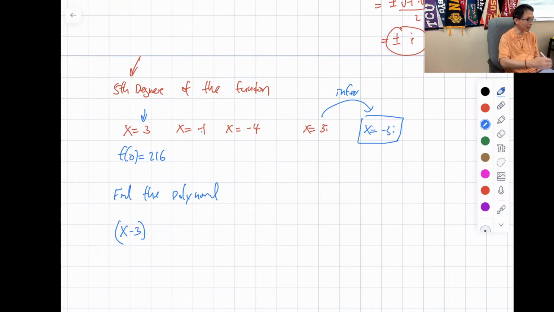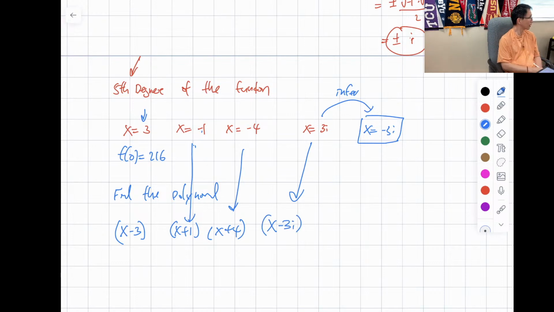If you have a 0 at x equal to -1, what's my factor? x plus 1. Is that okay? That's called the factor theorem. x equal to -4. What does that mean? x plus 4. Is that okay? Am I going too fast? This should be fairly easy. And what will be the factor of this one? Come on, same idea. x minus 3i. That's what I said. Diego's a genius. It's 3i because you just move the 3i to the other side.